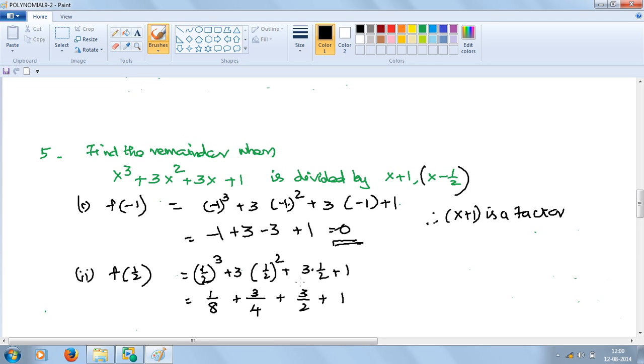If you take a common factor 8, 1 plus 6 plus 12 plus 8 divided by 8 is equal to 27 by 8. Or you can simplify, you can just leave it, no problem.